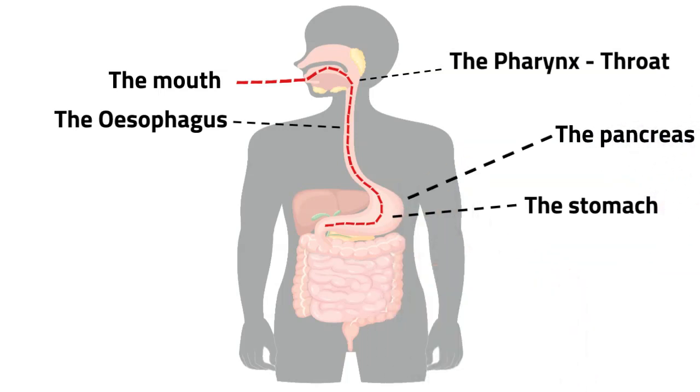The pancreas is a long, flat gland that lies in the abdomen beside the stomach. It produces enzymes that are released into the small intestine to help with digestion. It also contains clusters of cells called islets.